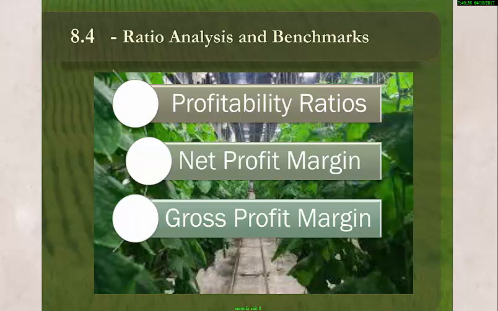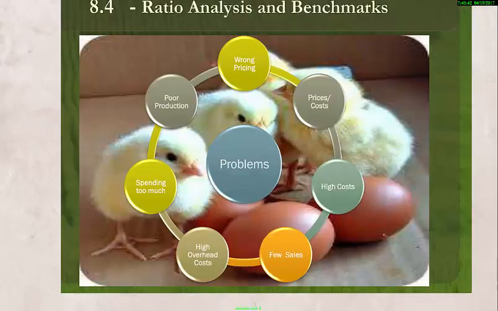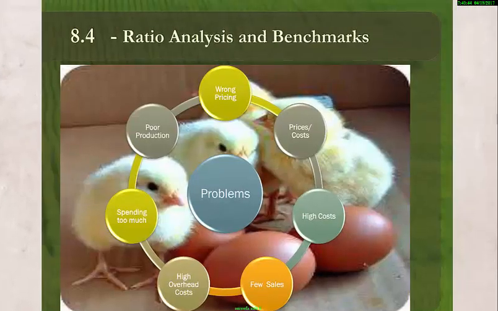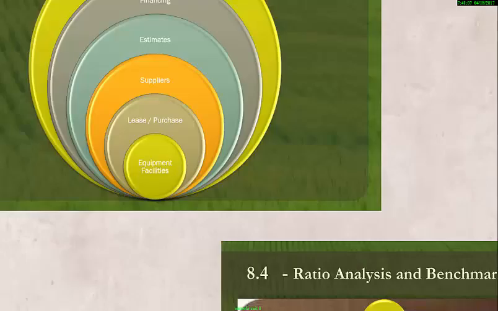The gross profit margin is another measure of profitability and indicates the amount of contribution to the business enterprise after paying direct costs. Common problems with profit margin are wrong pricing system, prices have not been increased as costs have increased, costs are too high relative to the size of the farm, not enough sales for the resources allocated, high overhead costs, wasteful spending on inputs, and poor production. It is important to keep in mind that every euro saved by cost control equals a euro of profit.